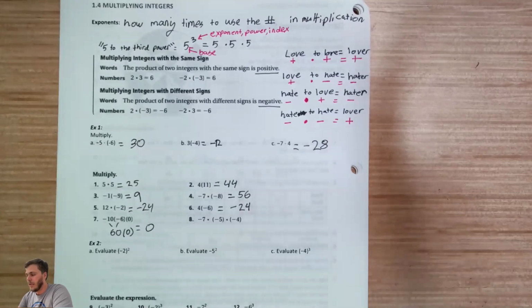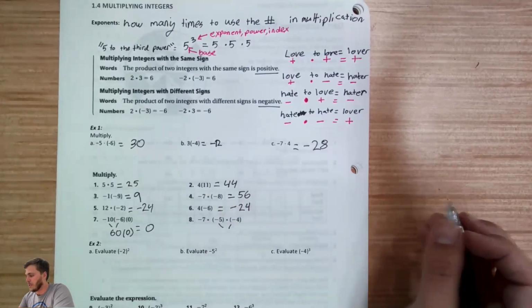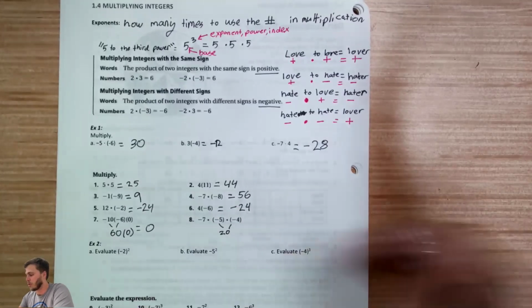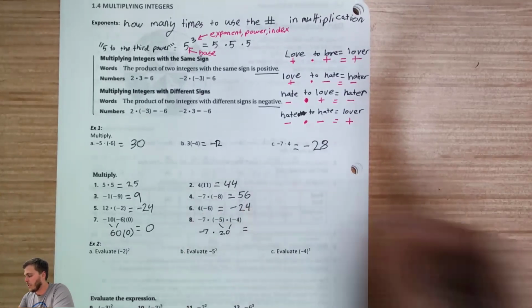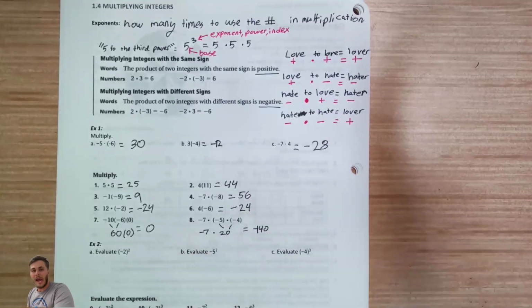All right. These next ones here, it doesn't matter the order. I'm going to end up going -5 times -4, and this gives us 20, because that's going to be easier to multiply by -7 in my head. -7 times 20 gives us -140. So any odd number of negatives is always going to end up negative, because of order of operations, you get a love to hate situation or hate to love situation.